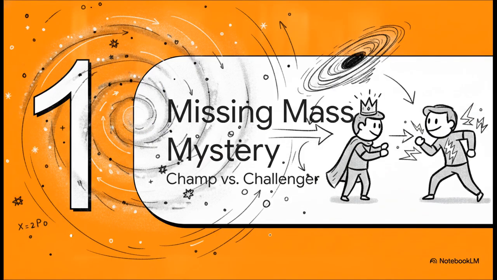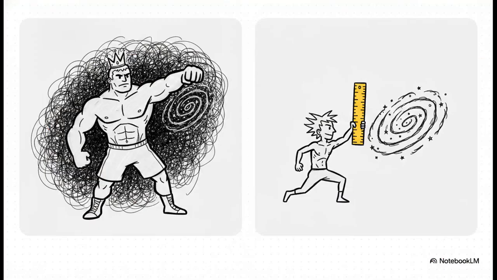Part 1. The missing mass mystery. The reigning champ versus the challenger. For decades, astrophysics has had a huge problem. You see, galaxies rotate way too fast for the amount of visible matter they actually contain. By all rights, they should literally fly apart, but they don't.